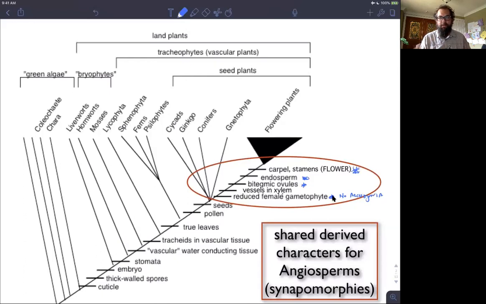And then there's one synapomorphy for angiosperms that is not reproductive, and that's having vessels in the xylem. We've already gone through that character, that division of labor between the tracheids and vessel elements in the xylem of angiosperms. So that's a synapomorphy for all of our flowering plants. One I won't go into here, but we will go into the details of these 4 reproductive synapomorphies in angiosperms.